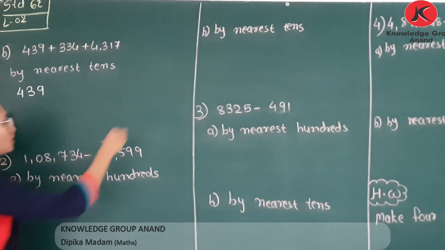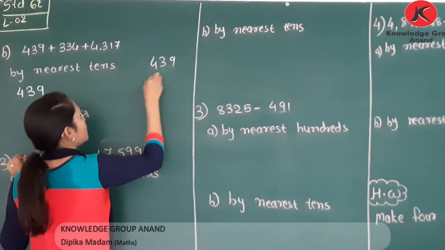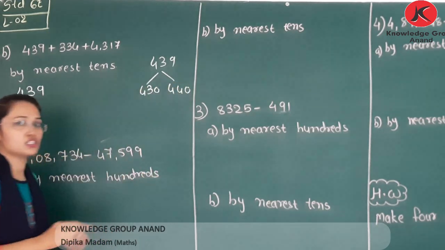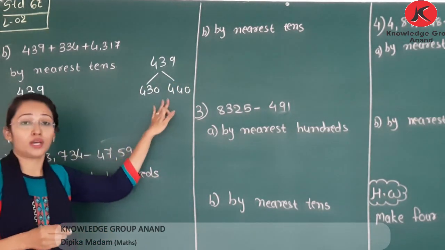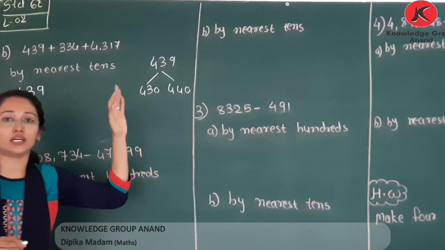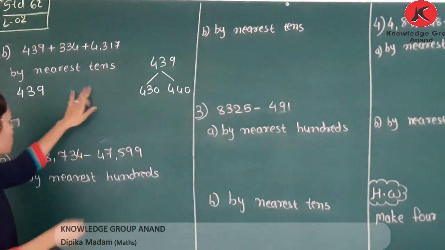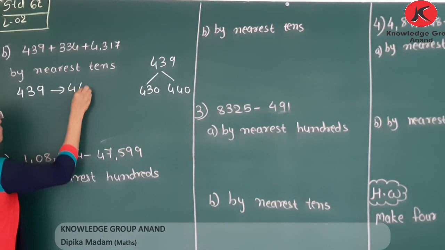In tens estimation, it falls between 430 and 440. Which is the nearest value? This way you can perform it in rough work to find the correct estimation value. It is nearby 440, so estimated to 440.